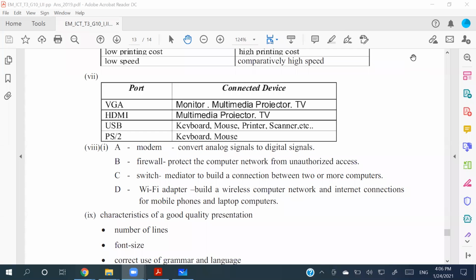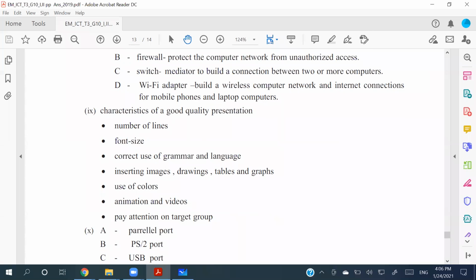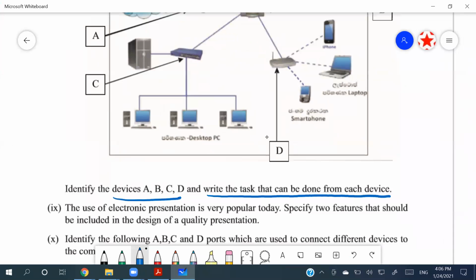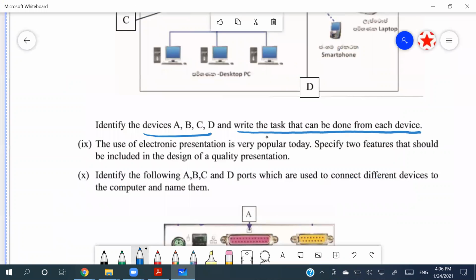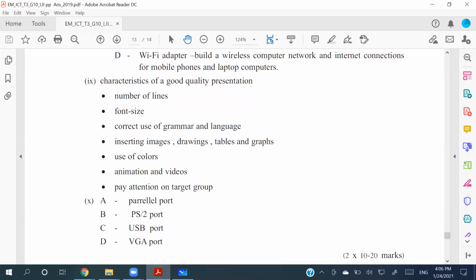All right, the 9th one. They were asking about the qualities of a good presentation. The use of electronic presentation is very popular today. Specify 2 features that should be included in the design of a quality presentation. These are going to be the answers. Just go through them until I answer this.